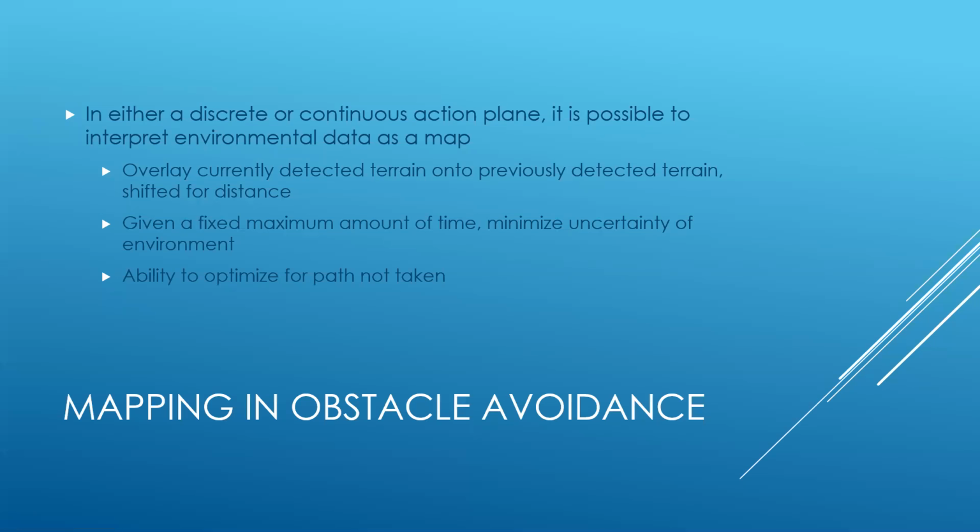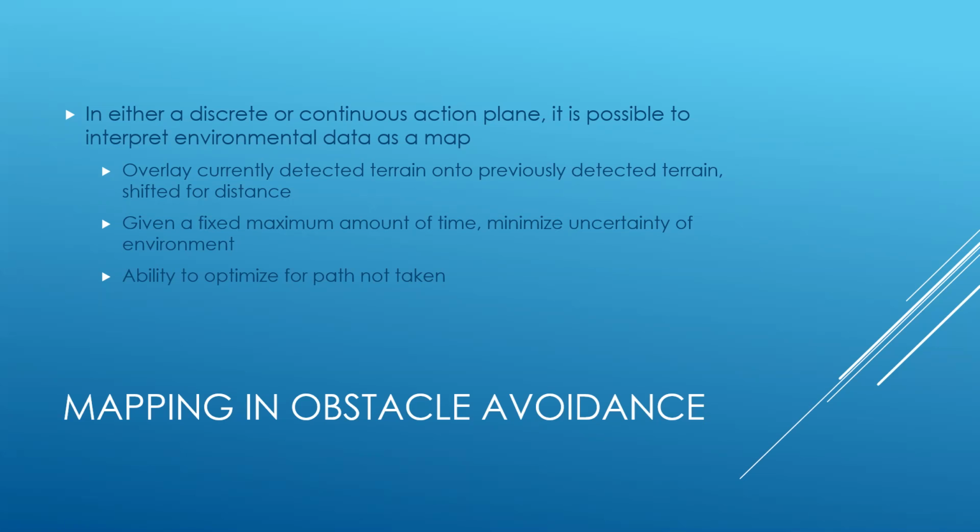In either a discrete or continuous action plane, it is possible to interpret environmental data as a map of obstacles. The map may only include the drone's current and previous positions. It can be expanded by overlaying the currently detected terrain onto the set of previously detected terrains, shifted for distance of drone travel.